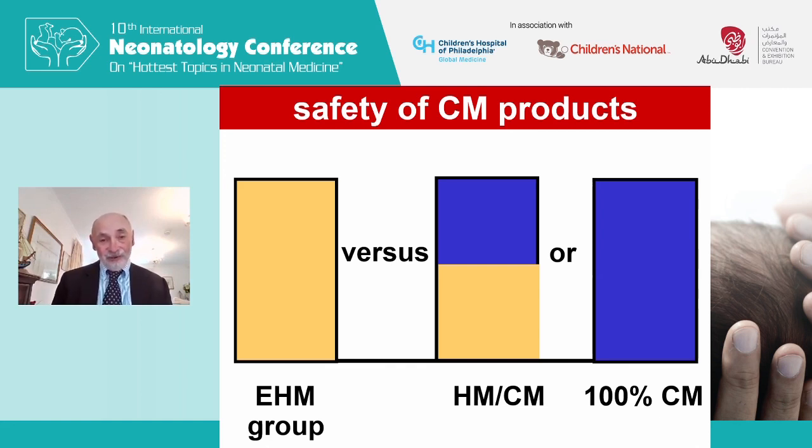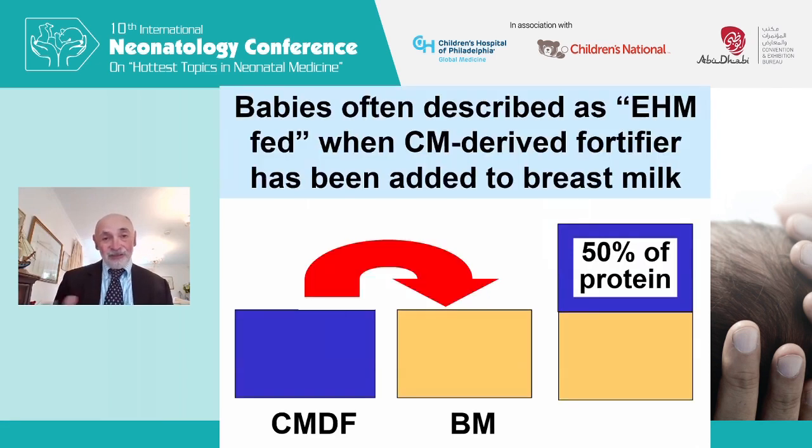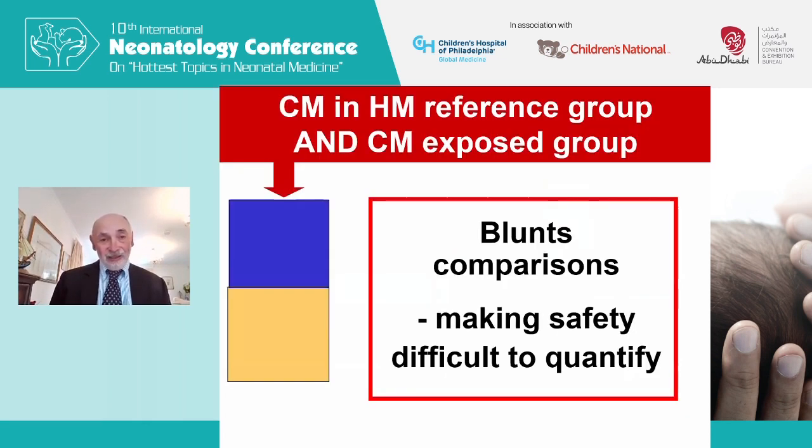And there is the problem with the literature, because babies are often described as being exclusively human milk fed when cow's milk derived fortifier has been added to the breast milk, providing around 50% of the protein intake. So having large amounts of cow's milk in the human milk reference group and the cow's milk exposed group blunts comparisons, making safety difficult to quantify or even detect at all.